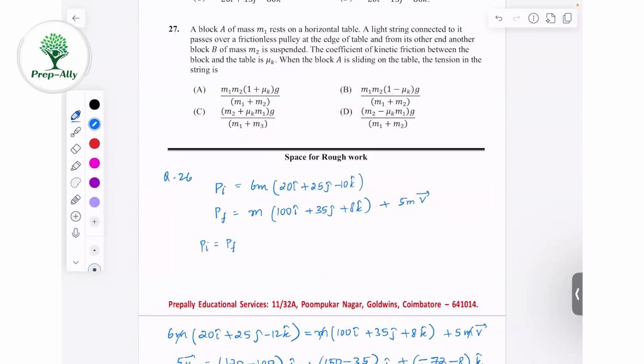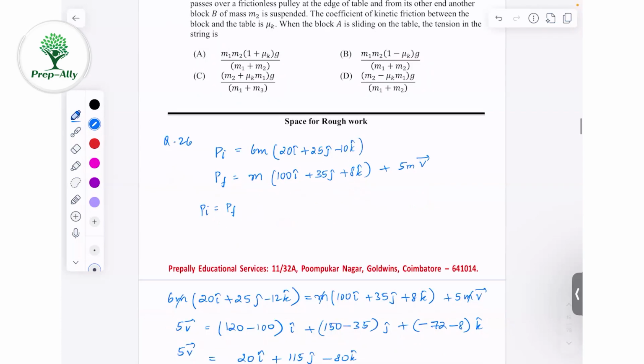A light string connected to it passes over a frictionless pulley at the edge of the table, and from its other end another block B of mass m2 is suspended. The coefficient of kinetic friction between block and table is mu k. When the block A is sliding on the table, tension in the string.